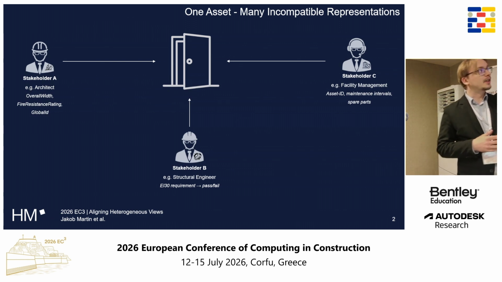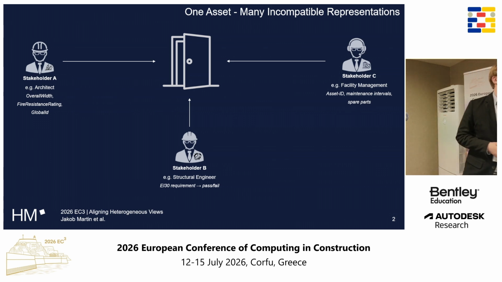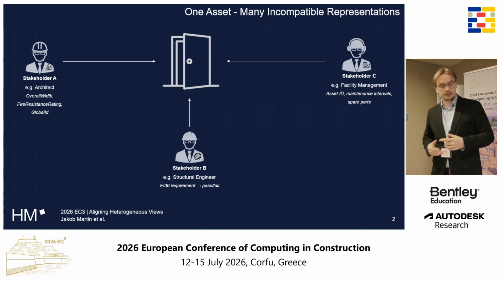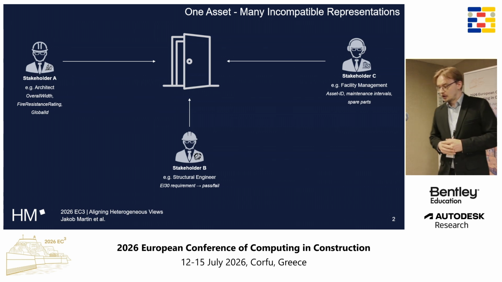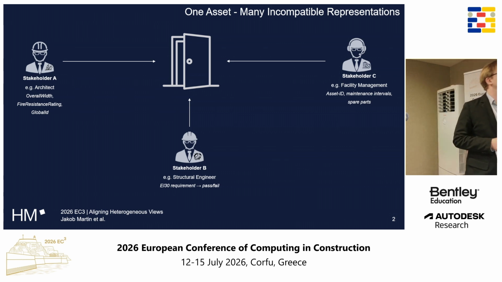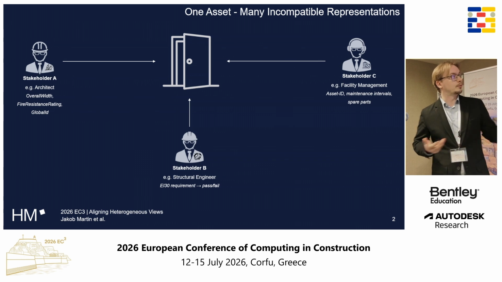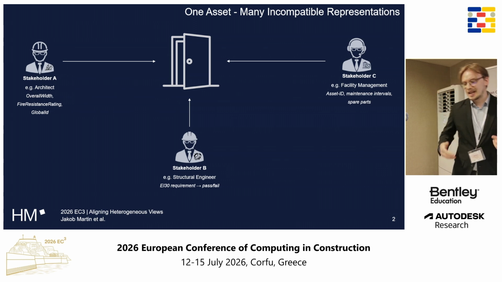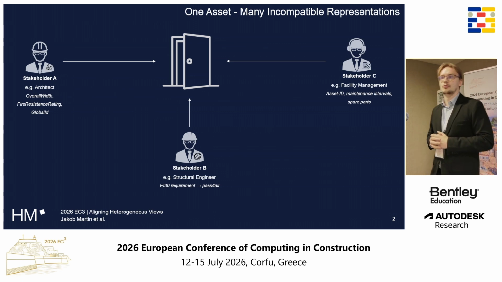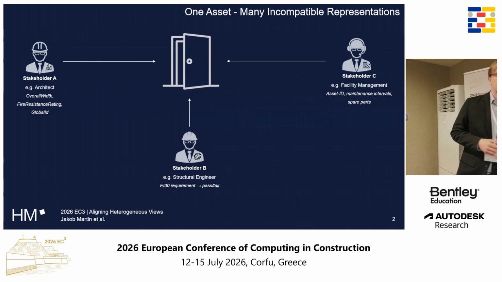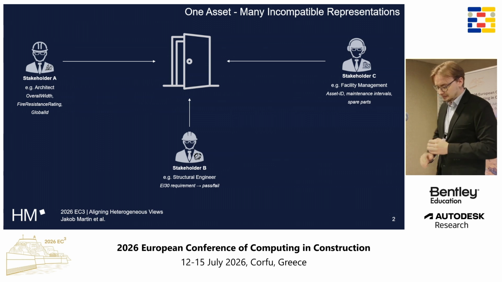For example, here in the center, we find one physical asset, for example, a door. However, the same door can be represented very differently depending on the stakeholder. On the left side, we find stakeholder A, who could be an architect. In the planning process, the architect attaches different kinds of attributes to this door, for example, overall width, fire resistance rating, and global ID.